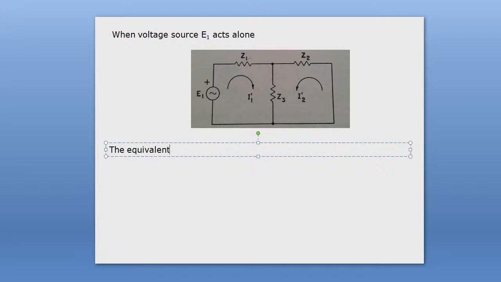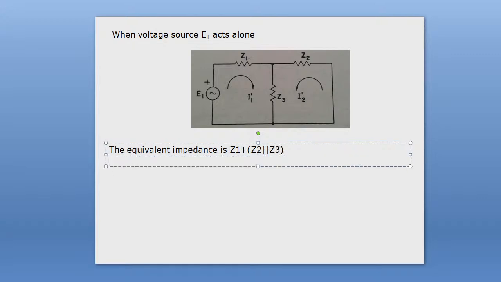The equivalent impedance, you do yourself. The equivalent impedance for this circuit is Z1 plus the parallel combination of Z2 and Z3. Okay, everyone, see the equivalent impedance for this network is nothing but the series combination of Z1 and the parallel combination of Z2 and Z3.